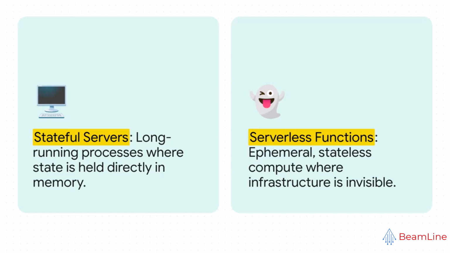The first big shift is from stateful servers to serverless functions. Instead of managing these big, long-running processes that hold state in memory, we now think in terms of tiny, fleeting functions that just execute and disappear. The actual server hardware underneath becomes completely invisible. For businesses, this means lower costs, and for developers, it means incredibly fast deployment cycles. You'll often hear this called functions as a service.